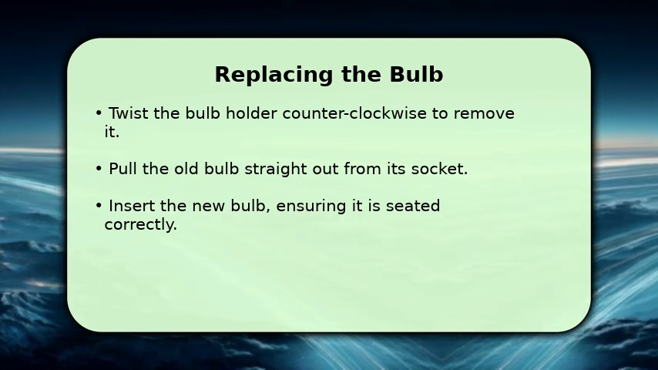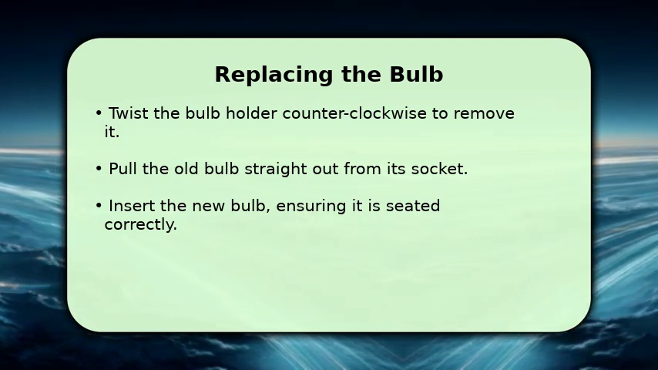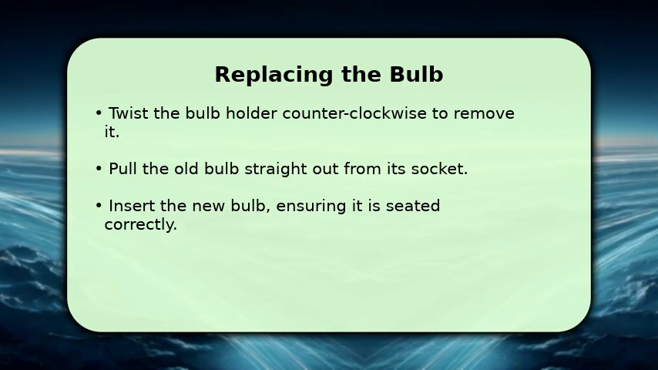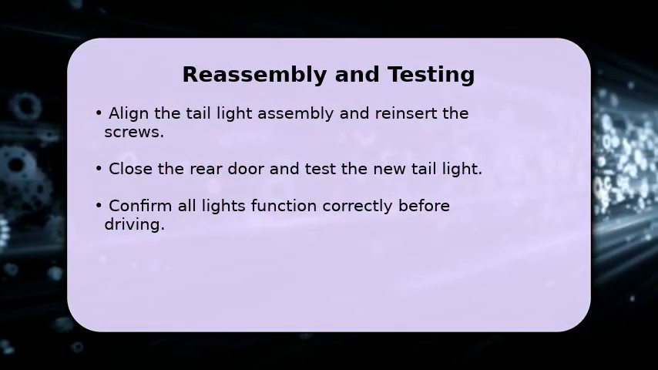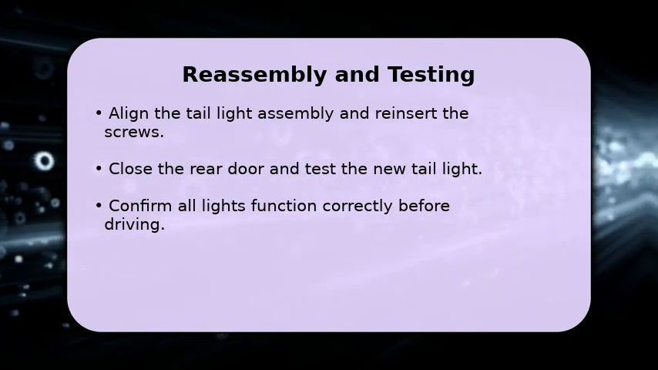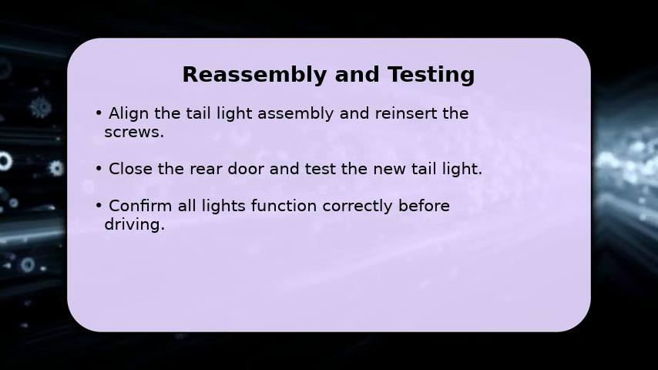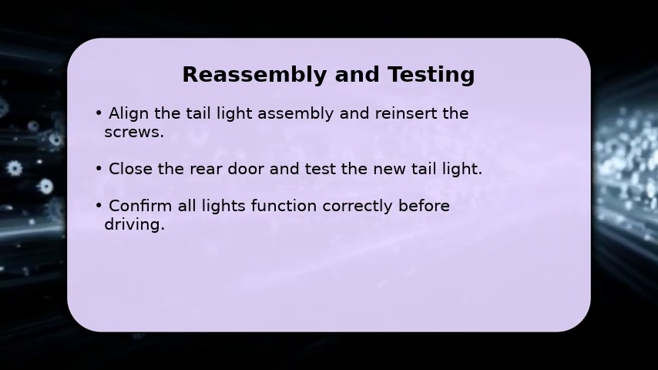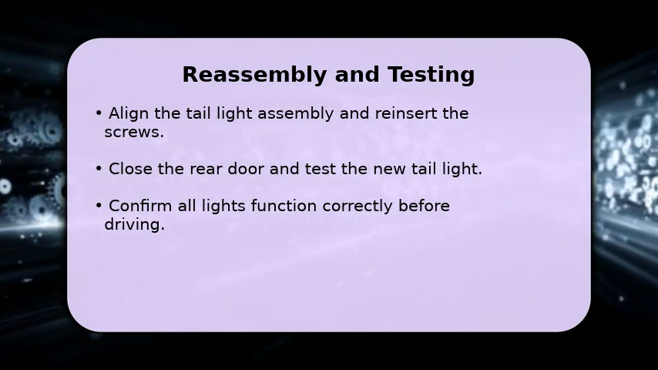Then, insert the new replacement bulb firmly into the socket, ensuring it is seated correctly. To finish, carefully align the tail light assembly back into its position on the vehicle. Reinsert and tighten the 2 or 3 retaining screws you removed earlier.